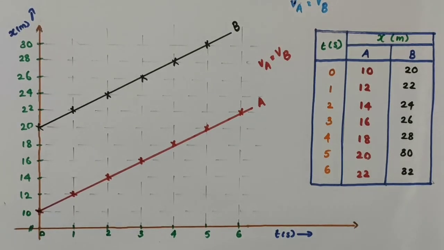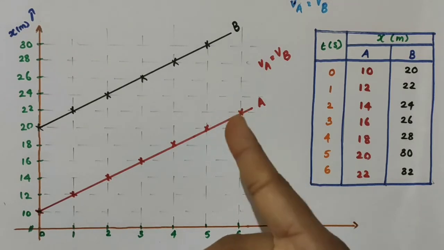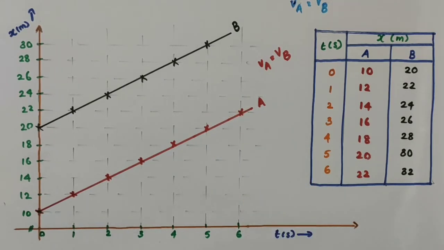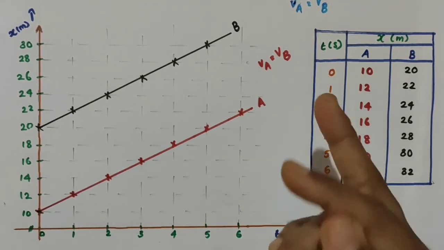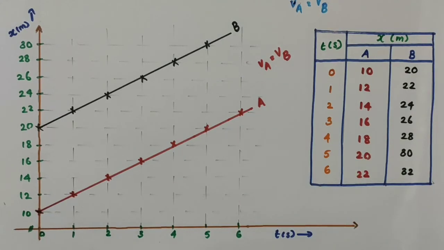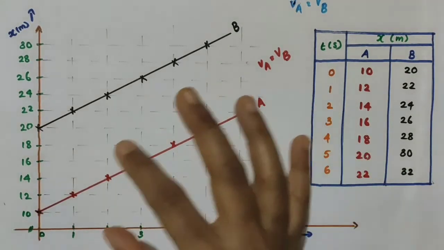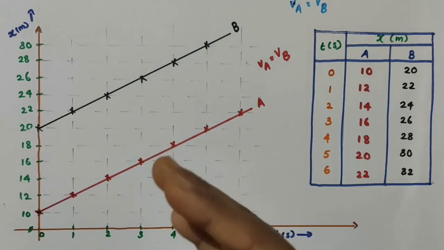So I hope you got an idea about the position-time graphs of two objects A and B moving with the same velocities, VA equal to VB. I hope you got the nature of this graph and why this graph is like this.